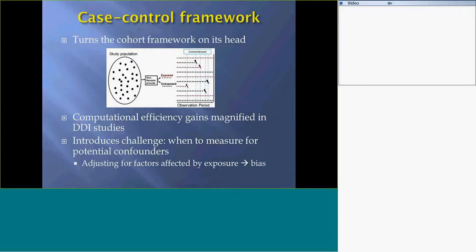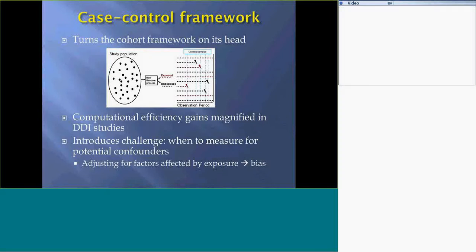when being used in pharmacoepi, and in particular DDI pharmacoepi, in that it's more challenging to figure out when to measure for potential confounders in a case control study. So in a cohort study, you start to follow people when they start a drug of interest, and a certain amount of time before then is known as baseline time, and you're measuring confounders at that time to adjust for. And you know those confounders are occurring before exposure.